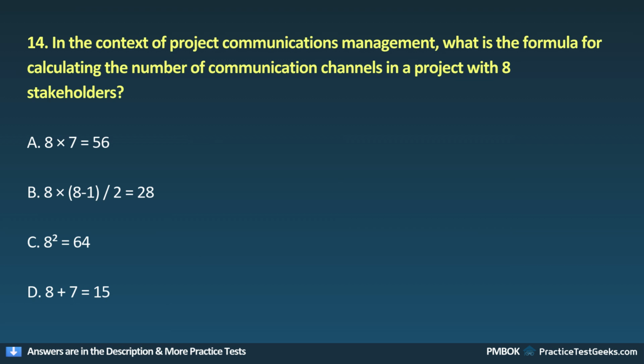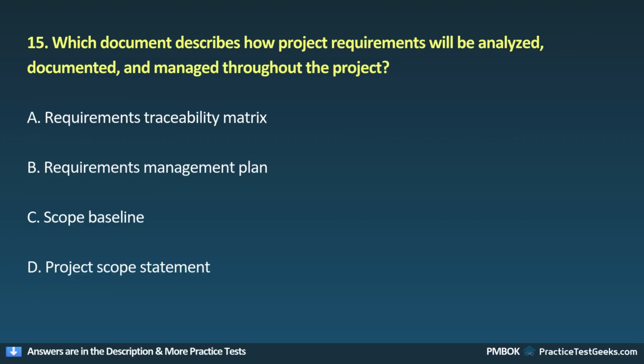8 squared equals 64. D. 8 plus 7 equals 15. 15. Which document describes how project requirements will be analyzed, documented, and managed throughout the project?